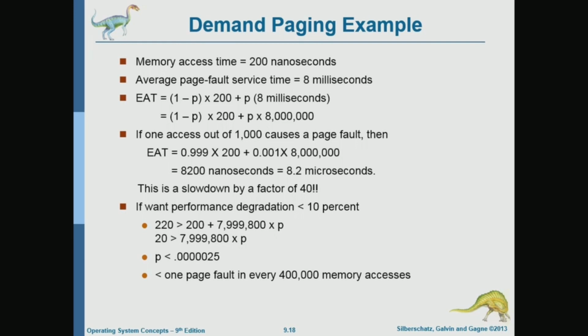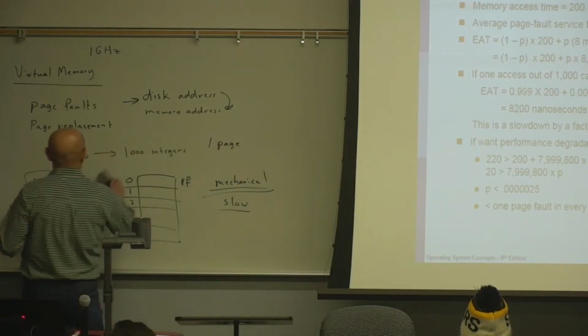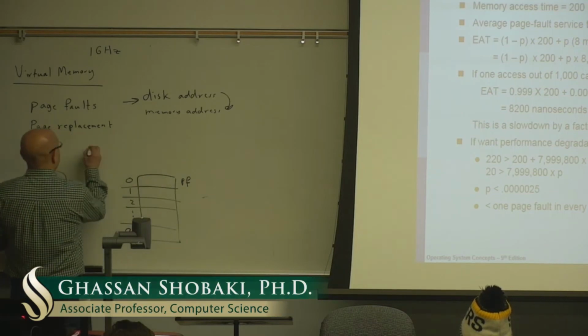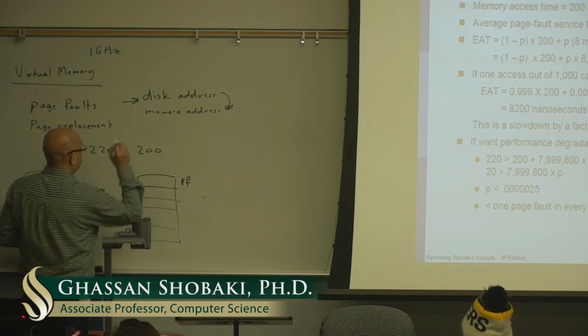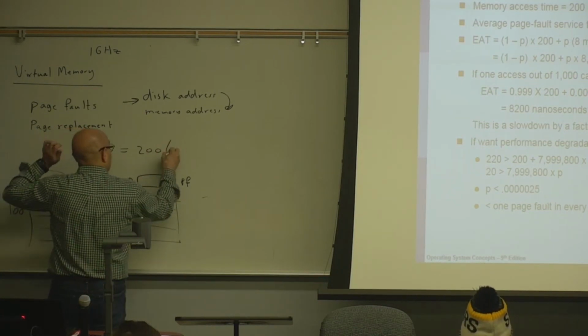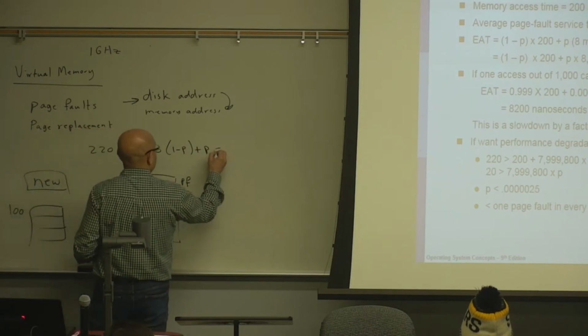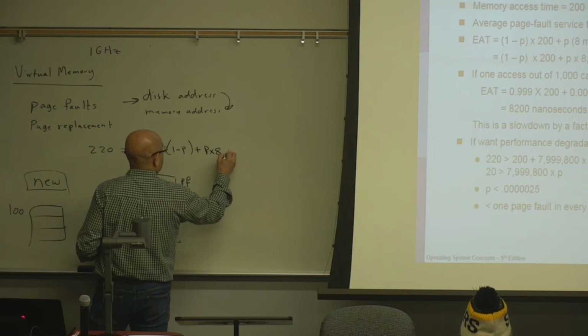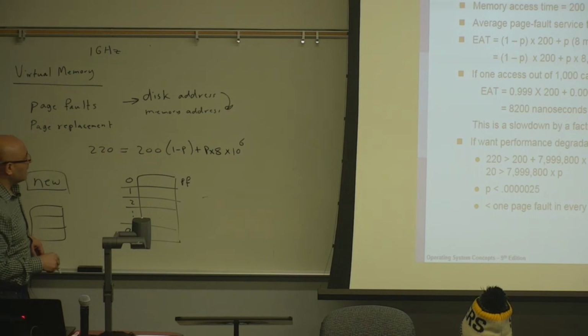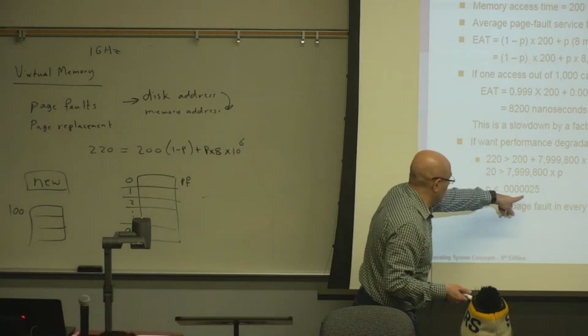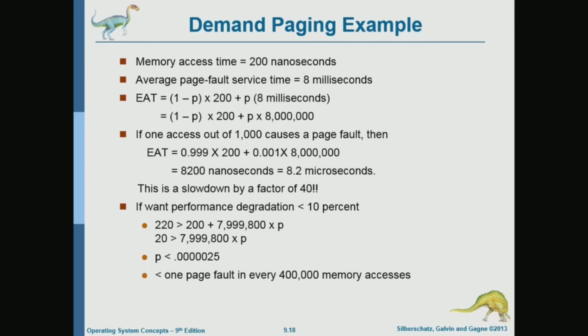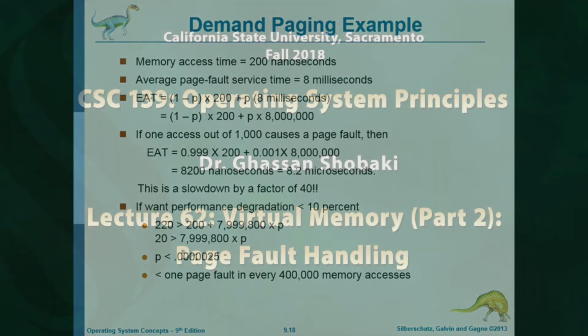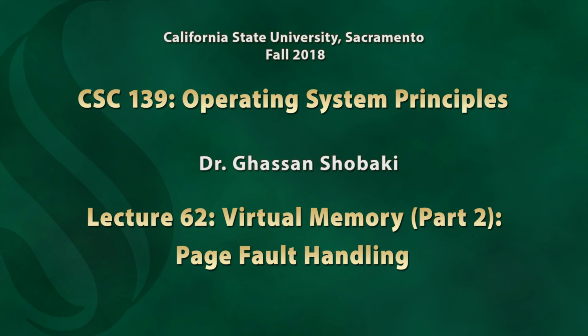Now if we want the performance degradation to be 10%, like we want the effective access time to be 220, we just set up the equation and solve for P. We want this to be 220, and that's 200 multiplied by 1 minus P, plus P multiplied by 8 million. And you solve for P. In this case, you get a smaller P, which is 0.00025. That's not unrealistic, by the way, because of the locality of reference. Getting a low page fault rate is not unrealistic because of the locality of reference.